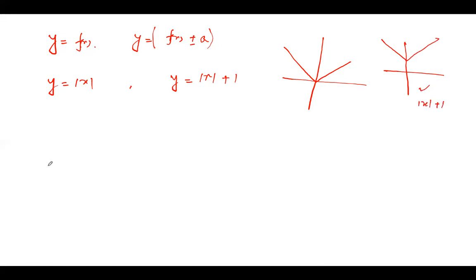Now think, what would be the graph of |x| - 1, right? So the complete graph will go down by 1 unit. So this is the graph, right? y equals |x| - 1.